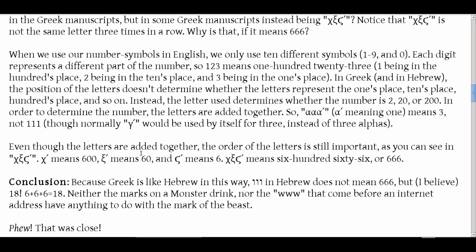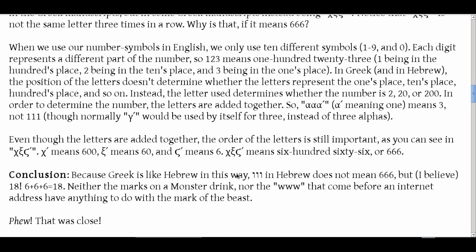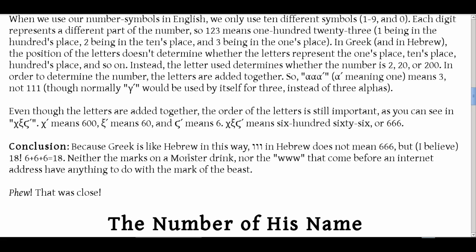So, even though the letters are added together, the order of the letters is still important. As you can see in chi, xi, stigma, chi means 600, xi means 60, and stigma means 6. Chi, xi, stigma means 666. So, conclusion. Because Greek is like Hebrew in this way, wow in Hebrew does not mean 666, but I believe 18. 6 plus 6 plus 6 equals 18. Neither the marks on a monster drink nor the www that come before an internet address have anything to do with the mark of the beast. And then I wrote, phew, that was close.